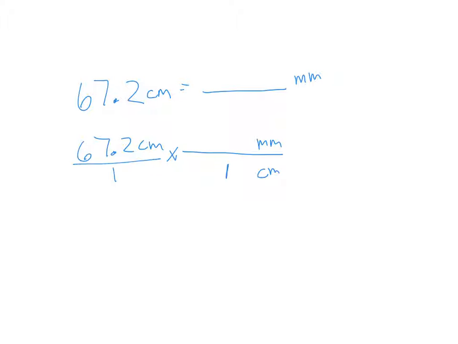Now the question is, how many of the millis are there in a centa? And we saw on that little chart that there's 10 millis, there's 10 thousandths in a hundredth. So we put a 10 up here. Now I want you to notice this is multiplied across this way. So the centimeters are going to cancel each other out, and then you're going to multiply this straight across this way.